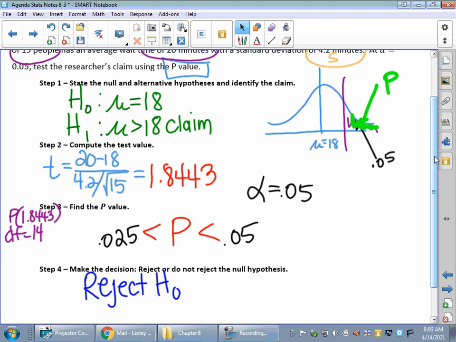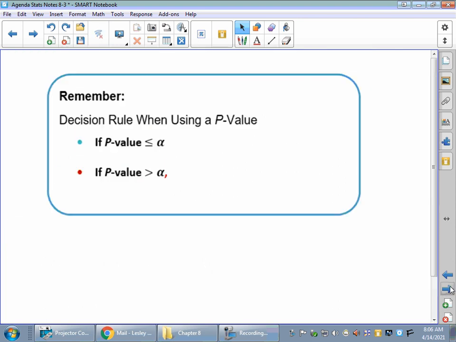Don't tell. So don't forget for your p-values. If your p-value is less than or equal to alpha, reject H sub O. If it's greater than alpha, don't reject. Your p-value area would spill into the non-rejection region.